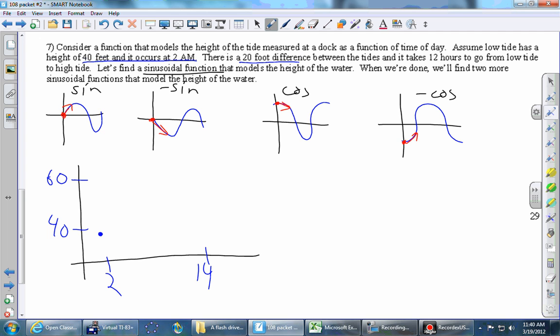So at 14, what's the tide? What's the height? 14 is when we're up there at 60. And that's all that we need. So can you guys come out here to the right and plot another point? You need to know the x value and the y value. So that happens another 12 hours away. That's at 26. And what's the height? Now we're back to 40.